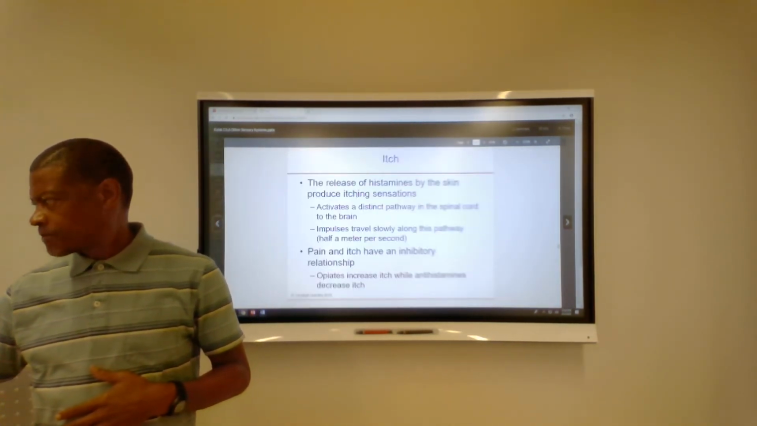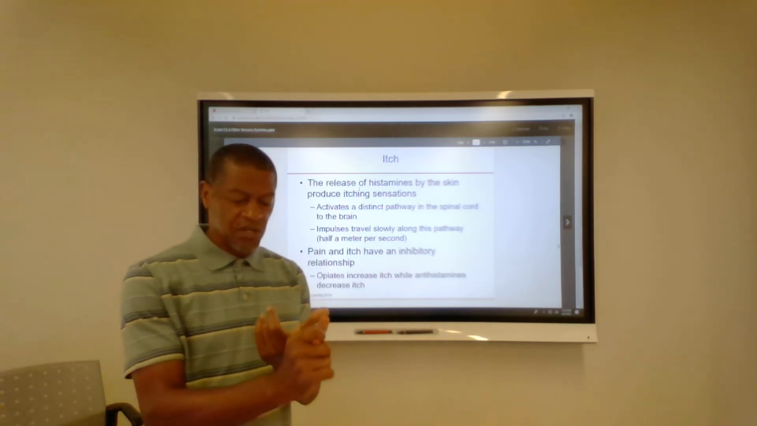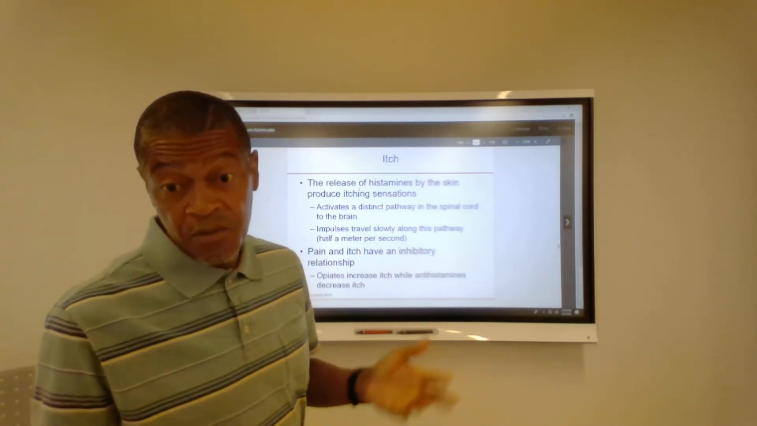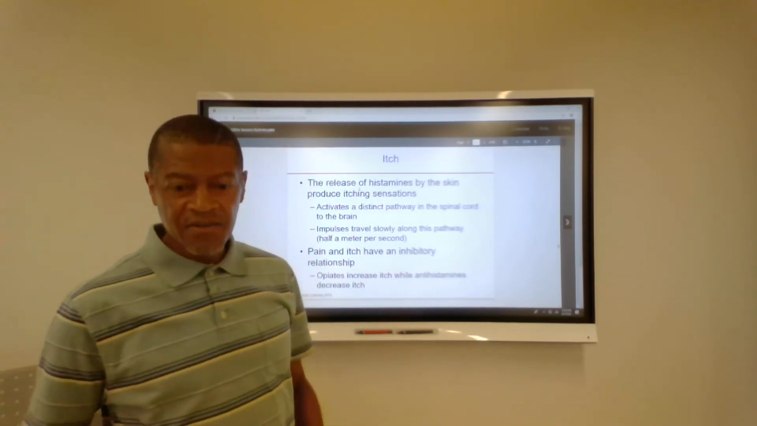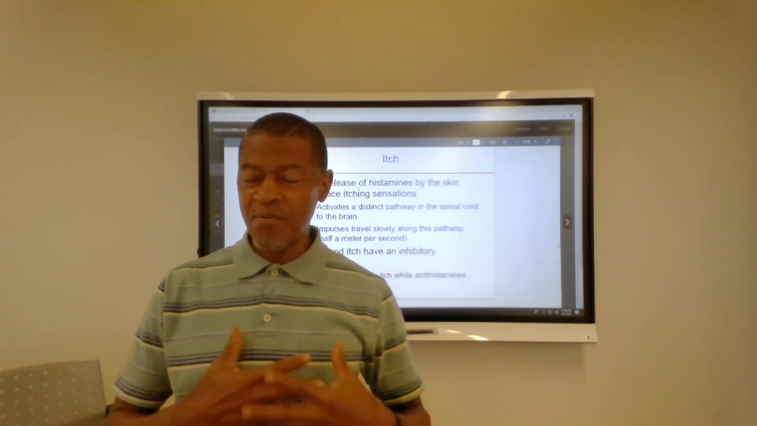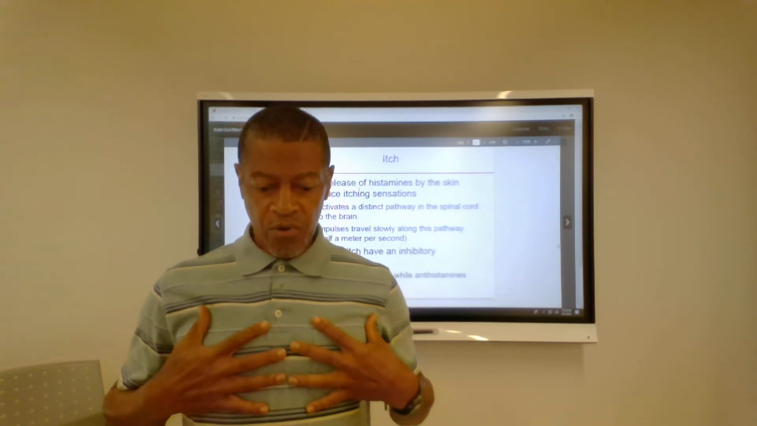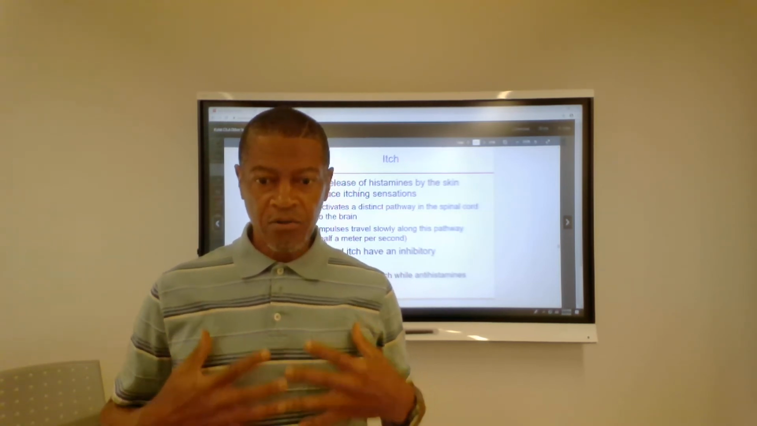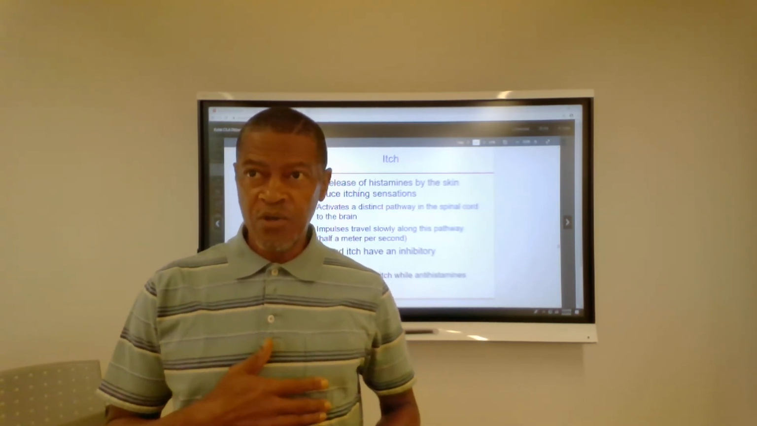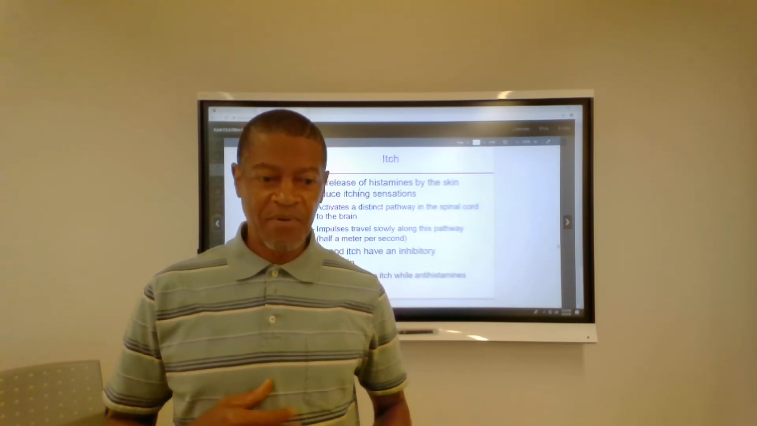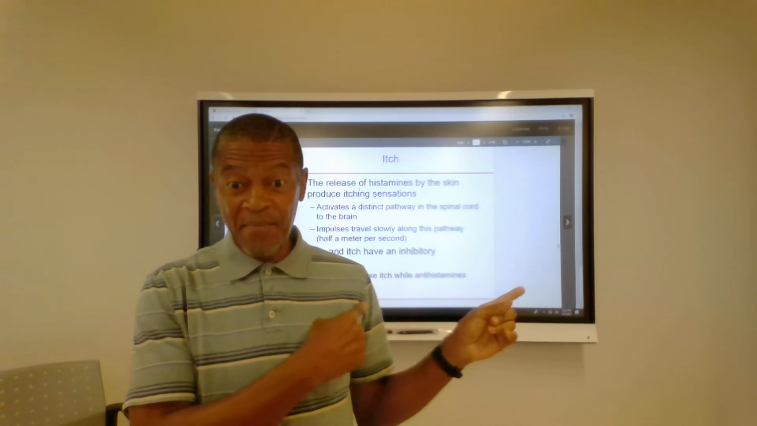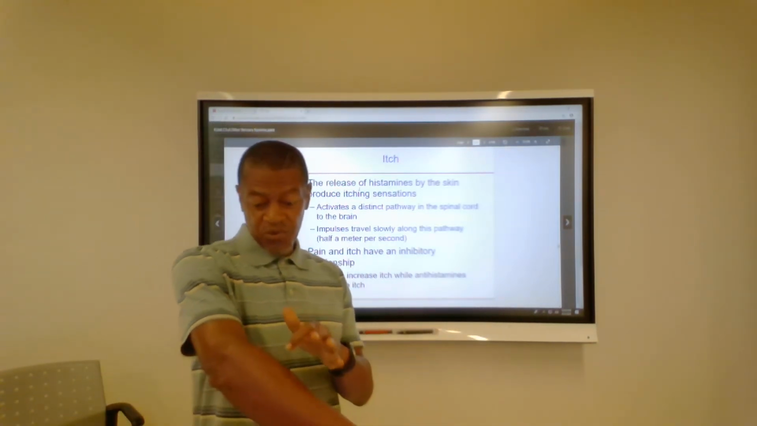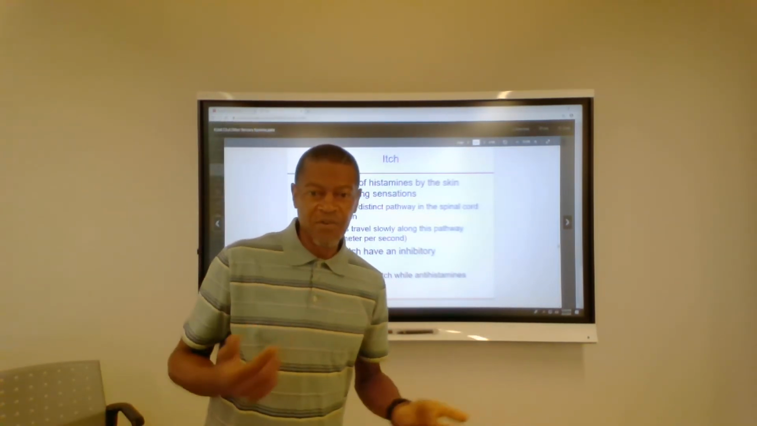Itching, another word beyond substance P, beyond the endorphins: histamines. So antihistamines are used to what? Stop your arterial, your alveoli and your lungs from expanding too much, so stopping the inflammation. Well, histamines cause stimulation, which means that may be causing itching when you now have maybe a poison ivy or something like that.